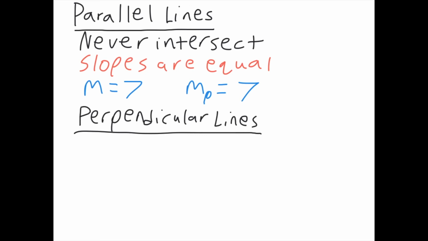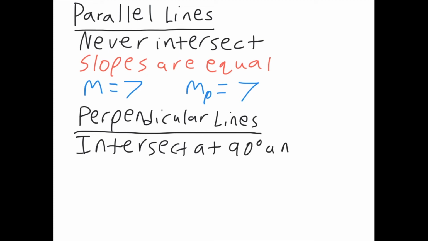Perpendicular lines are a little bit more confusing. Perpendicular lines, they intersect, but they intersect at a 90-degree angle, also known as a right angle. Their slopes are the negative reciprocal of each other.